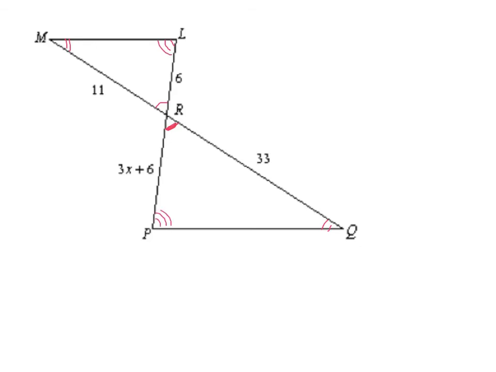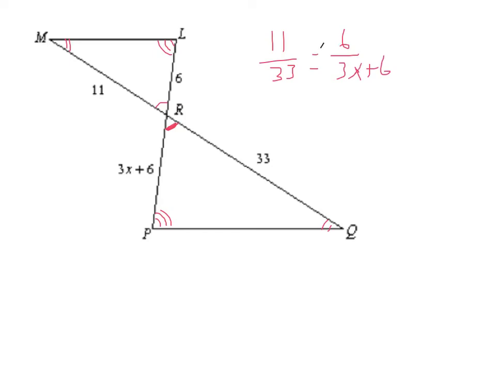So what side matches up with 11? Well, 11 is between the 1 and 2 tick marks, and that would be 33 on the other triangle. What matches up with 6? Well, 6 is between the 1 and 3 tick mark angles, and that would be the 3x plus 6.